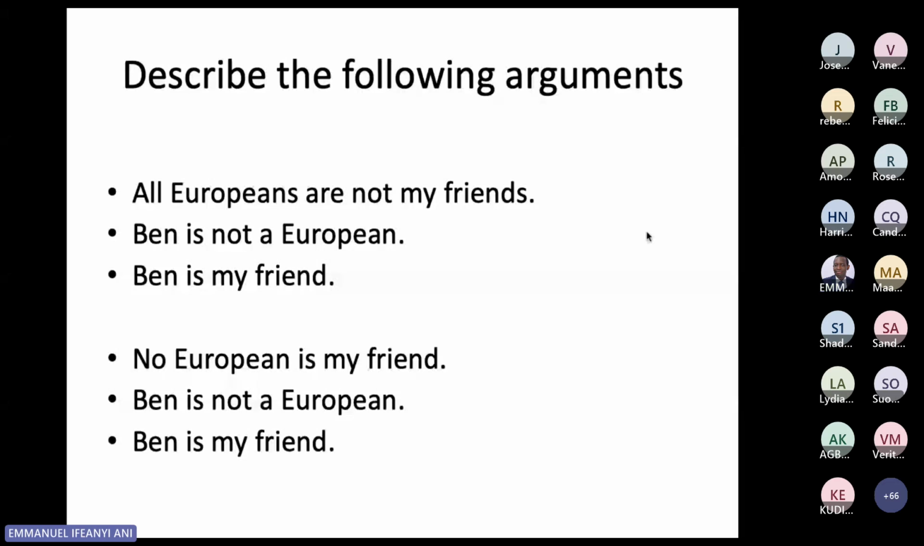Secondly, we said that two negatives combine to form a positive. So no European is my friend. Ben is not a European. Now, the first premise denies the antecedent, Europeans. The second premise also denies the antecedent, Europeans. So when you have two denials, it means that the second denial is affirming the first denial. So it's an affirmation, not a denial. So what you say is that the second premise is affirming the first one. It's not denying it, because both of them are denials. So one is an affirmation of the other.